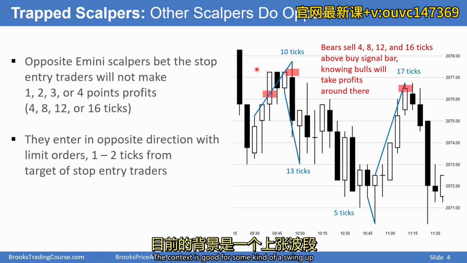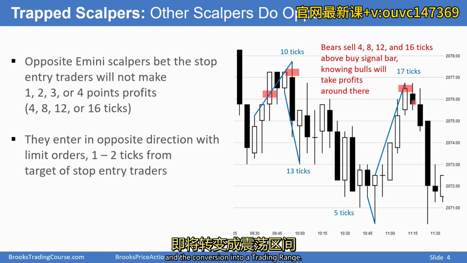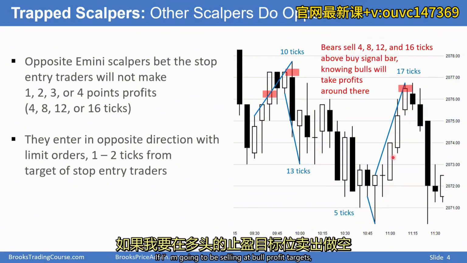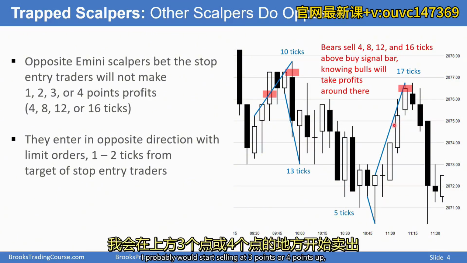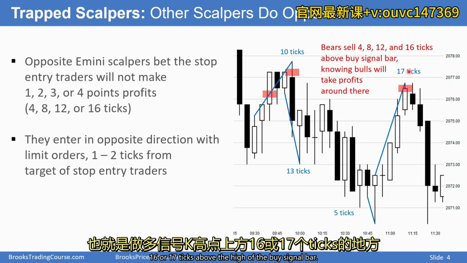I would not. The context is good for some kind of a swing up and the conversion into a trading range. If I'm going to be selling at bull profit targets, I probably would start selling at 3 points or 4 points up, 16 or 17 ticks above the high of the buy signal bar.